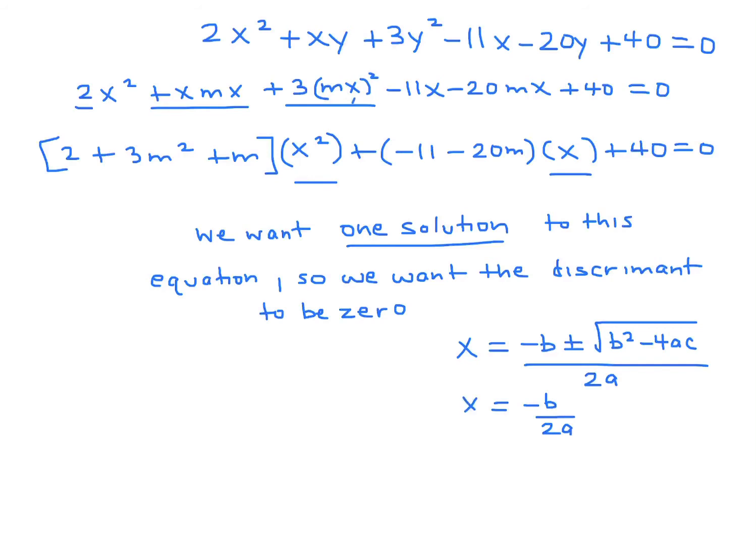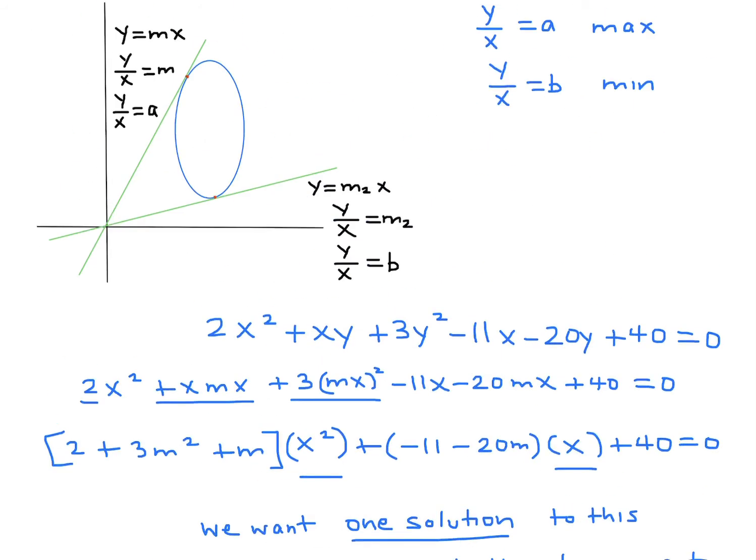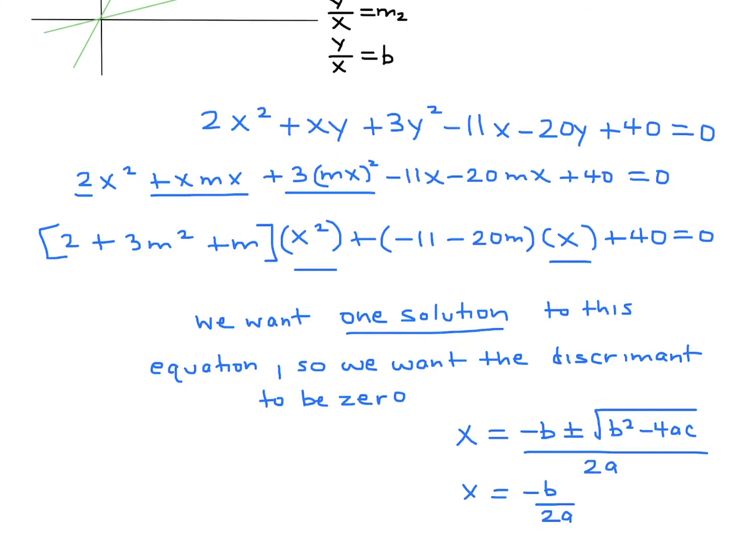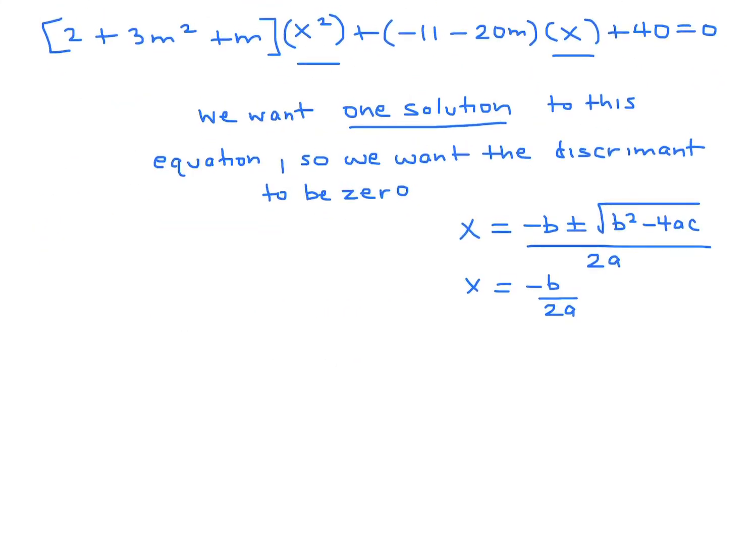We want one solution, because just look at the line and the ellipse. Just forget about the bottom line right here. Just look at those two. We only want one solution, okay? So that's why we want the discriminant to be 0. So what we need to do is figure out what is the discriminant of that big long equation, and we set that equal to 0.